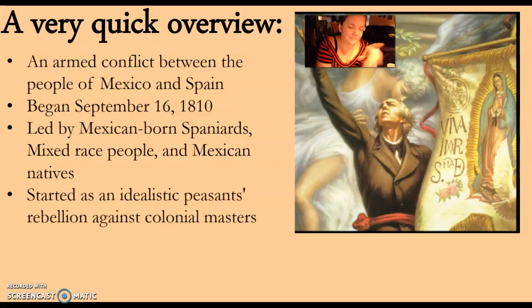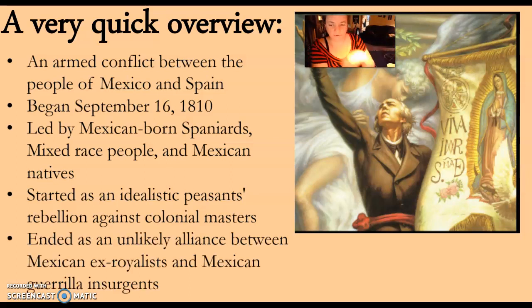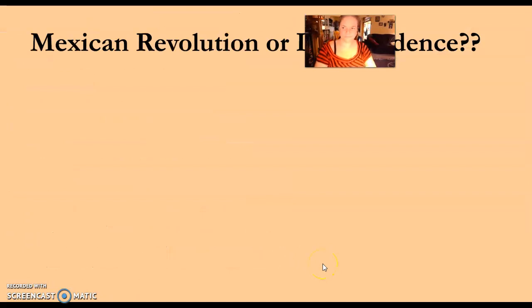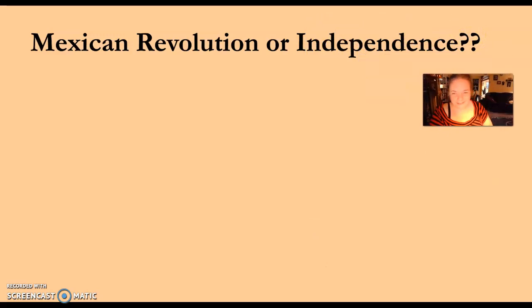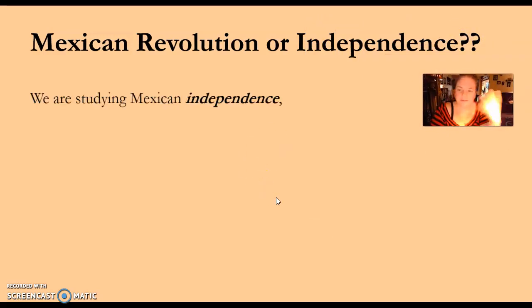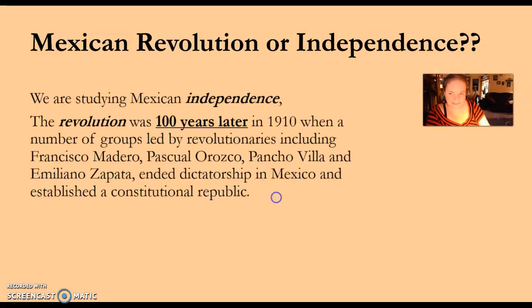It started off as this very idealistic peasants' rebellion against colonial masters, and later moves over to a war for independence. See, it ended as an unlikely alliance between Mexican ex-royalists, royalists being people who are really into monarchy, and Mexican guerrilla insurgents. So, which one was it? A revolution? A war for independence? Well, click. So, we're studying independence.